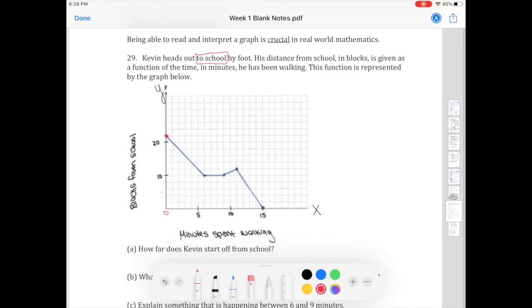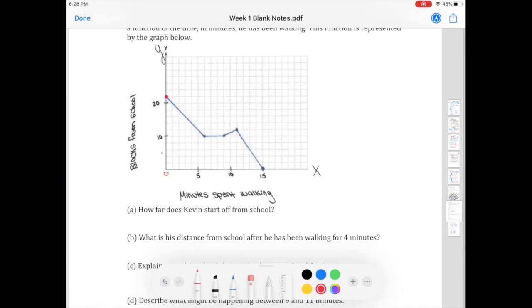Okay, it even says it in the directions. He's walking to school. But that's how it's signified in the graph, is by, like, he's starting at 20-something blocks from school, and then after a few minutes, he's 10 blocks from school. That means he's getting closer to the school building, aka he's walking to school.